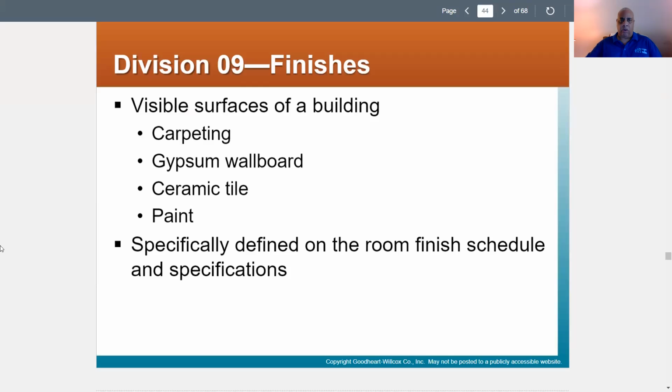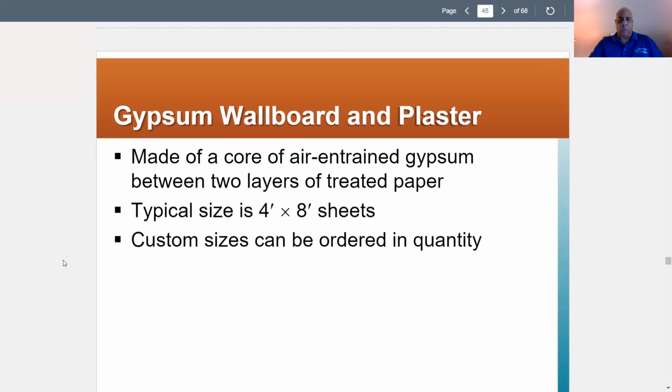Then we get into division 09, finishes. Visible surfaces of a building, like your carpeting, your gypsum wallboard, ceramic tile, and paint, specifically designed on the room finish schedule and specifications. Gypsum wallboard and plaster is made of a core of air entrained gypsum between two layers of treated paper. Typical sizes 4 feet by 8 feet sheets. Custom sizes can be ordered in quantity.